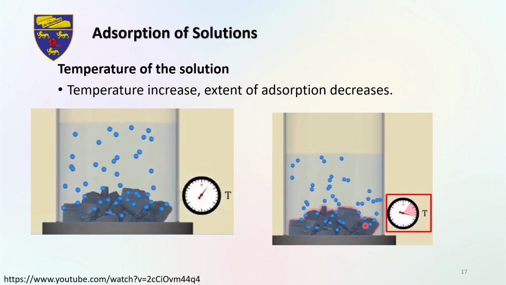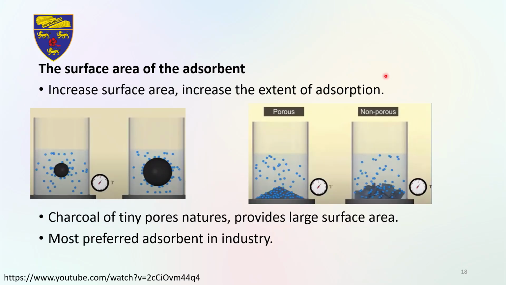So when the temperature is increased from here to here, the amount of the adsorbate adsorbed on the charcoal becomes less. The surface area of the adsorbent. Increasing the surface area from this size to this size of the adsorbent will increase the extent of adsorption. So you will see that there are more blue dots adhering or adsorbed on the surface of this charcoal compared to the smaller surface area charcoal.